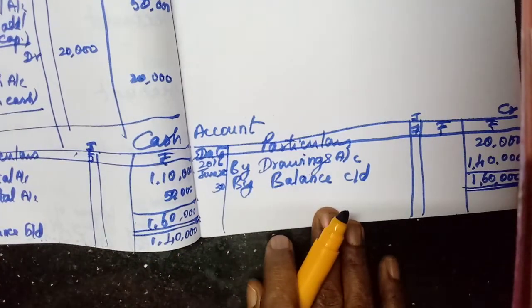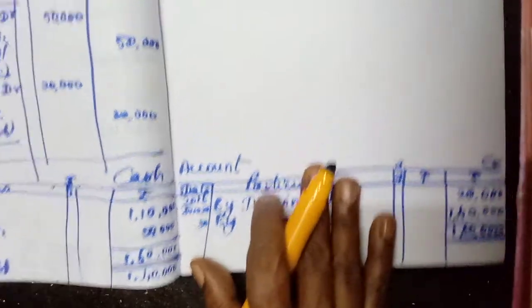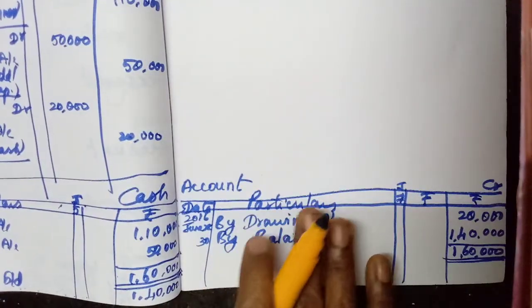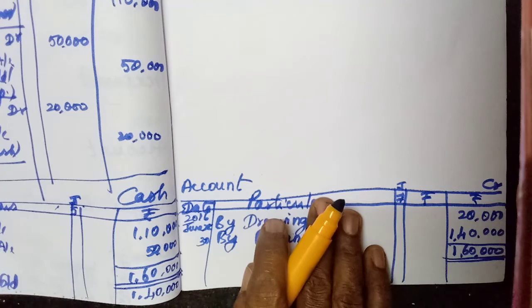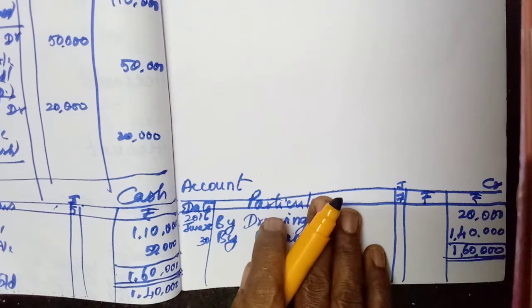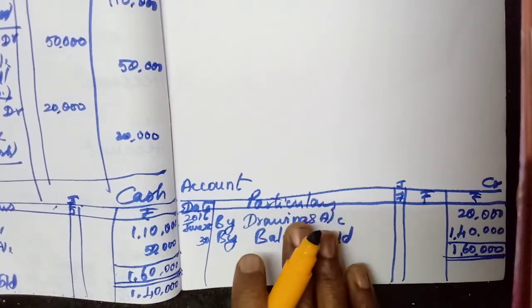Okay. So you can do this 6th problem in your notebook. That is your classwork. Okay. Then balancing and all you have to study from the book. Okay, students.